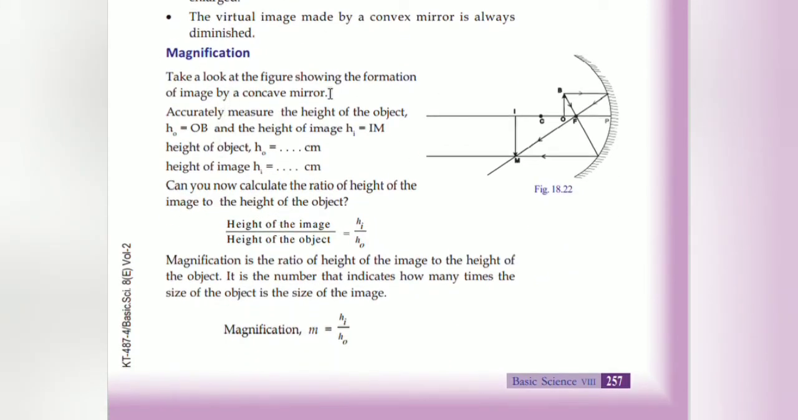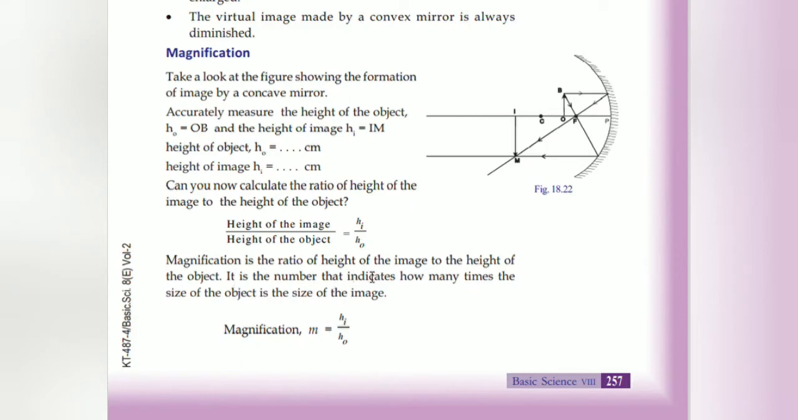Magnification. Take a look at the figure showing the object and image formed by a concave mirror. What is that? Height of an object is given, height of the image. Can you now calculate the ratio of the height of the image to the height of the object? Image to the object, that is hi by h0.